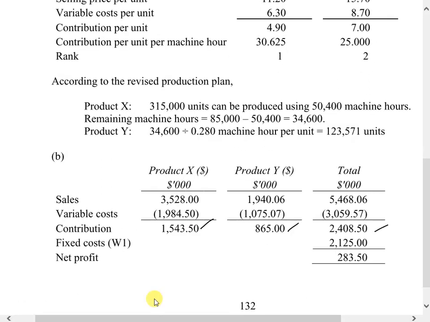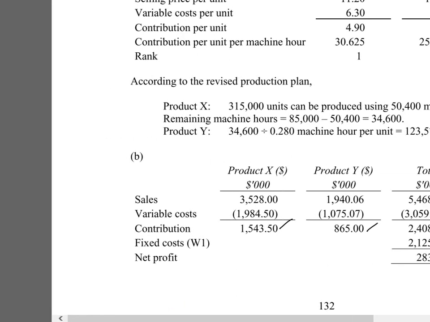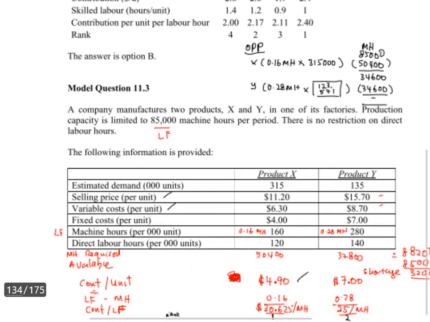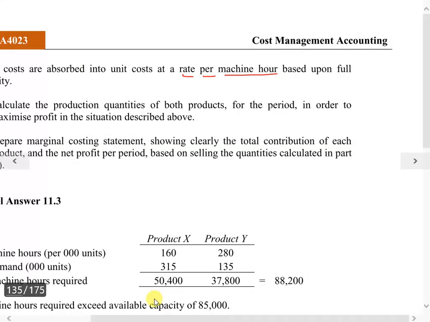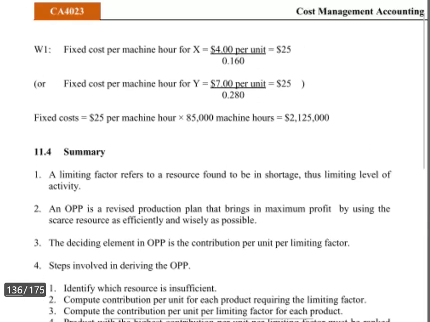So contribution for X, contribution for Y, I have contribution for my company, both. Of course, here they show the sales and the variable cost. But the question now: how to find the fixed cost? Normally we take 4 times 315,000 or 7 times 135,000. But here the fixed cost is absorbed based on per machine hour. So we want to calculate the OAR per machine hour, then times with 85,000. The working will be here.